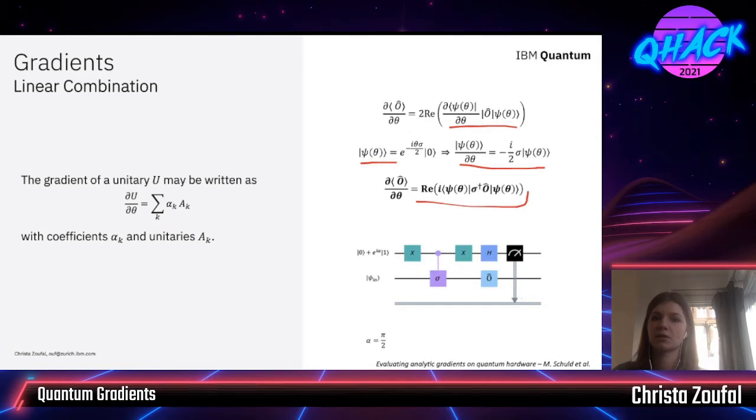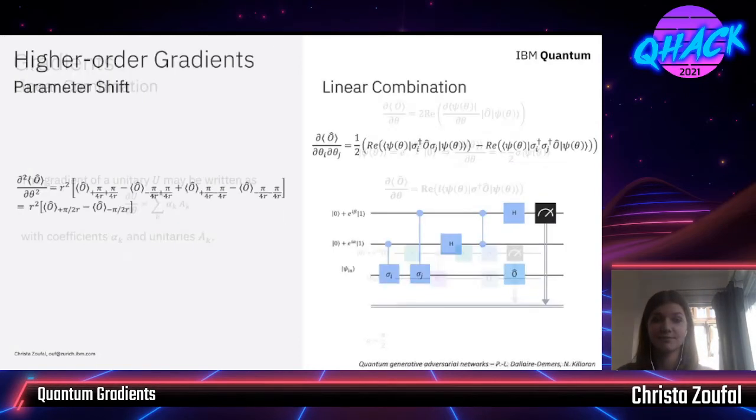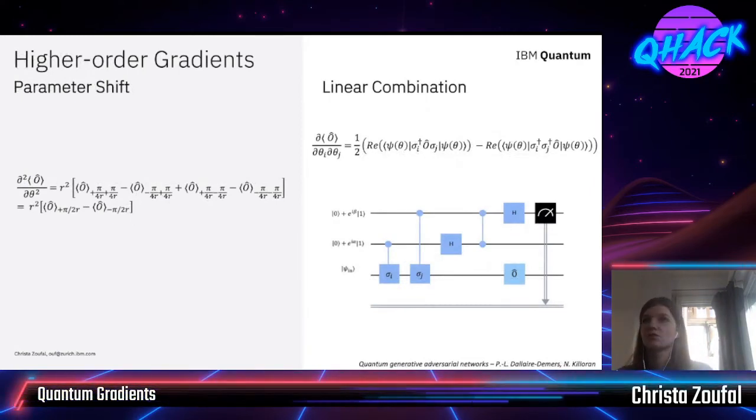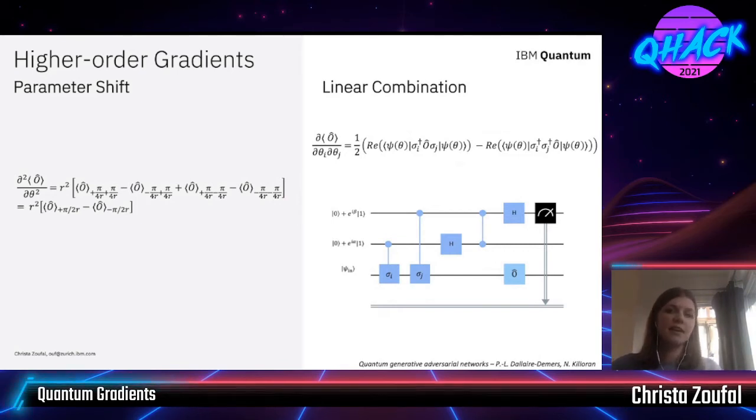We measure our qubit on top, and we get our value. Now, of course, we can also do this for higher order gradients. For the parameter shift, we only need to basically shift twice. So this is what you see here. If we evaluate the gradient for the second order, then we shift the observables twice by this term and add things up again and get our gradient.